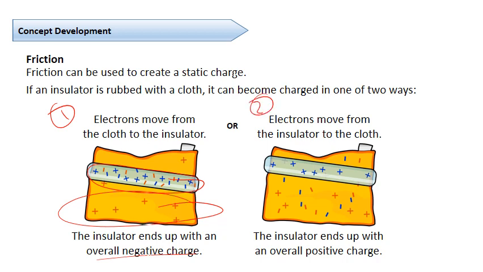In the second example, electrons move from the insulator to the cloth, and you can see here that the insulator is losing electrons and the cloth gains electrons. The insulator would end up with an overall net positive charge, and you could imagine that the cloth itself would end up with a net overall negative charge.